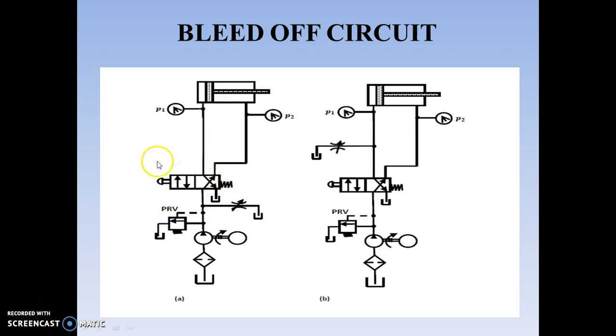Now we can see here it is a 4x2 direction control valve. Why 4? Because there are 4 openings, 1, 2, 3 and 4. There also it is 4 by 2 direction control valve. So there are 4 openings, 1, 2, 3, 4. Similarly here also 4 openings and 2 positions. This is the left hand position and this is the right hand position.